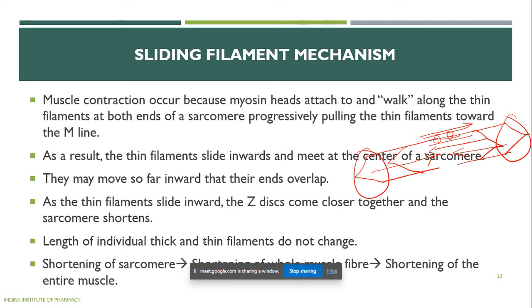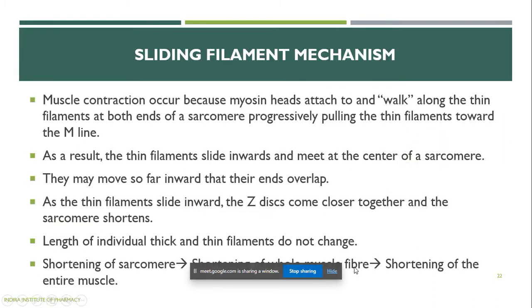Okay, so the lengths of the individual thick and thin filaments do not change. They will remain constant. The shortening of the sarcomere will give rise to the shortening of the whole muscle fiber, and this in turn will lead to the shortening of the entire muscle. This sliding of the thin filaments over each other leads to the shortening of the sarcomere, which leads to the shortening of the whole muscle fiber, which leads to the shortening of the entire muscle. And when this happens, we can say that it is contraction of skeletal muscle.